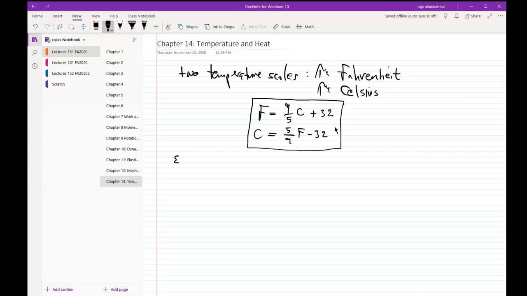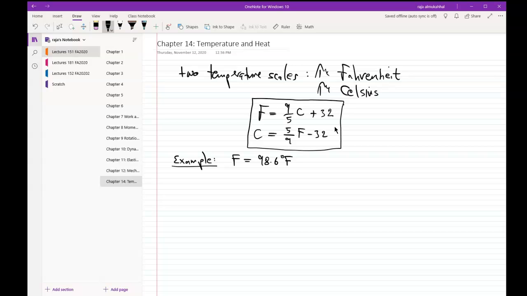So, for example, the most common temperature that we all know is the human temperature. As you know, for a healthy person, the temperature is 98.6 degrees Fahrenheit. And let's say that I am interested in converting it into Celsius. And I hope you already know it. It's 37. It's a nice prime number. So let's see how we do that.